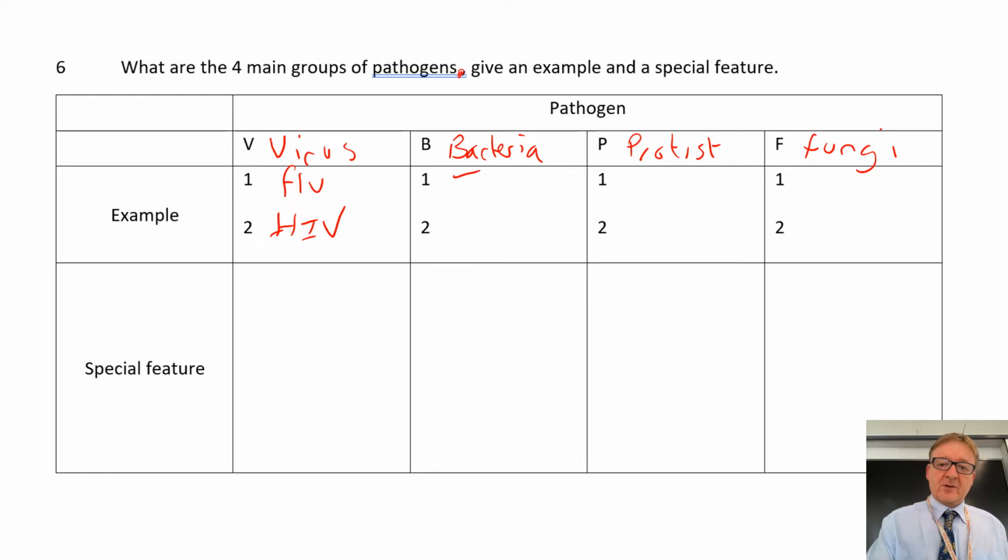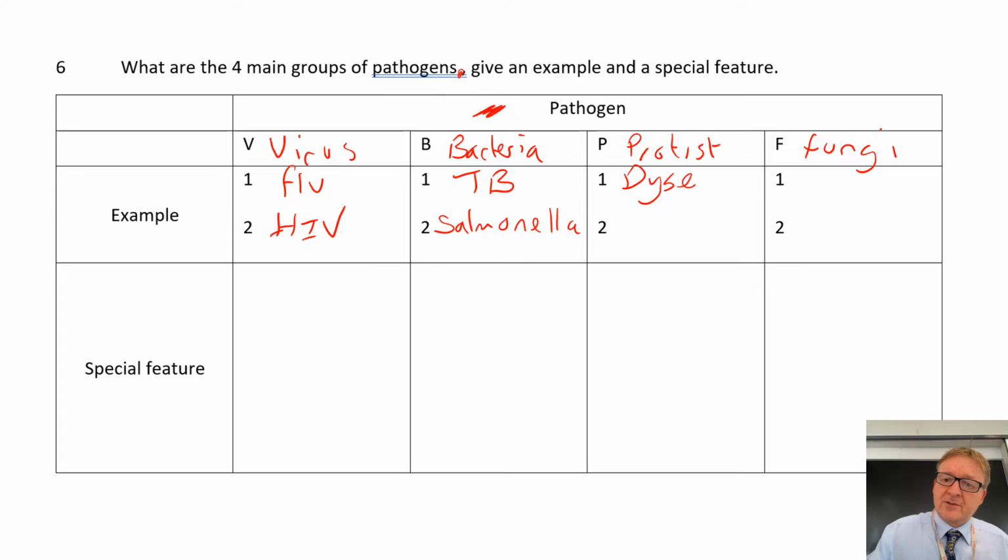Bacteria, there's loads and loads of different examples. We've got TB, tuberculosis, and salmonella. Salmonella, right, they're bacteria. Now, the big difference between virus and bacteria is the fact that bacteria can be treated with antibiotics, where viruses can't. Viruses will have some sort of antiviral drug which reduces their effectiveness.